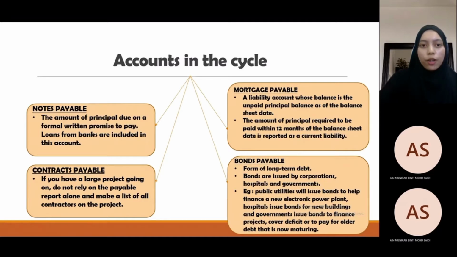Bonds payable are a form of long-term debt usually issued by a corporation, hospital, or government. The issuer of the bond makes a formal agreement to pay interest, usually every 6 months, and to pay the principal or maturity amount at a specific date in the future. For example, public utilities will issue bonds to help finance a new electric power plant, hospitals issue bonds for new buildings, and governments issue bonds to finance projects, to cover deficits, or to pay older debt that is now maturing.